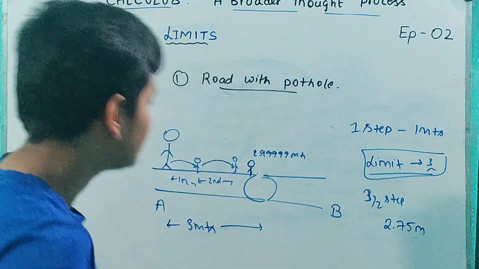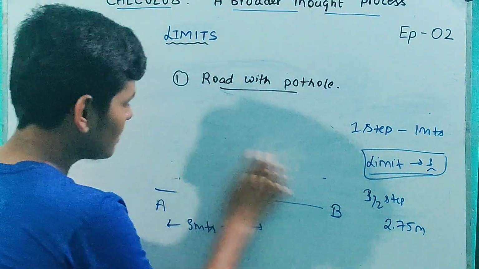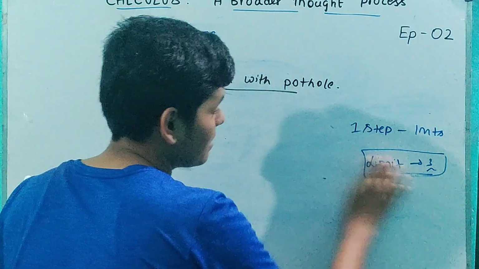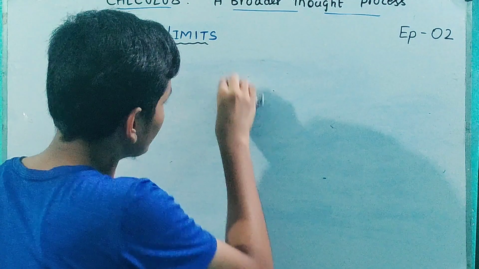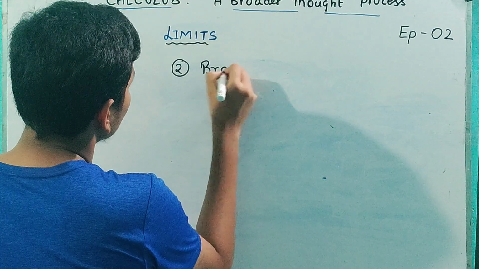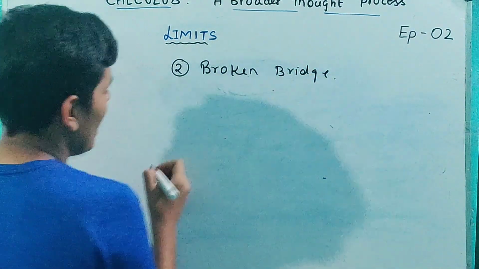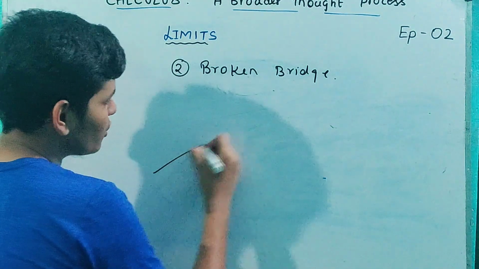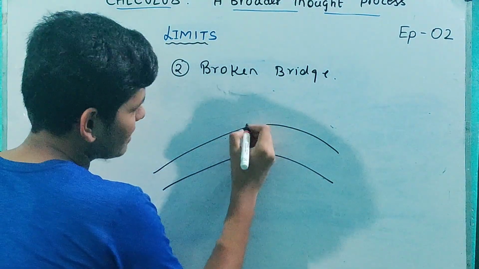Now this was the first example. Similarly, there is a second example just the same as the first one. That is a broken bridge example. The second example is of a broken bridge. It is the same thing. There is a bridge over here, but there is a crack in the bridge over here.